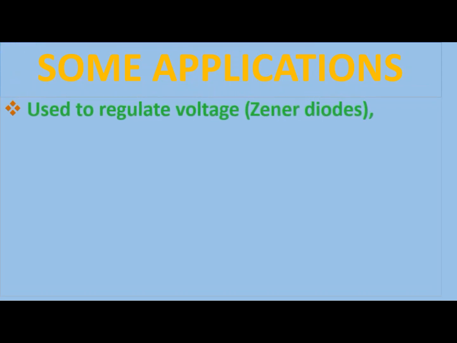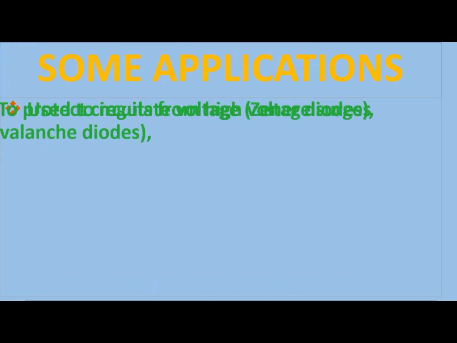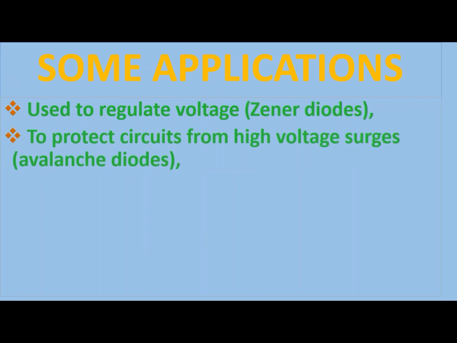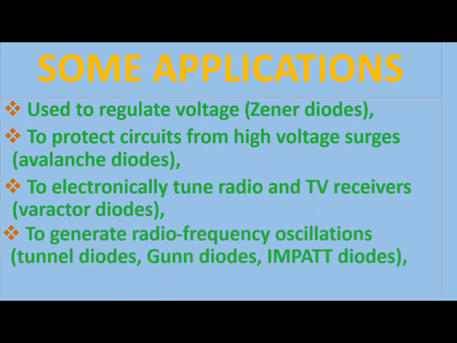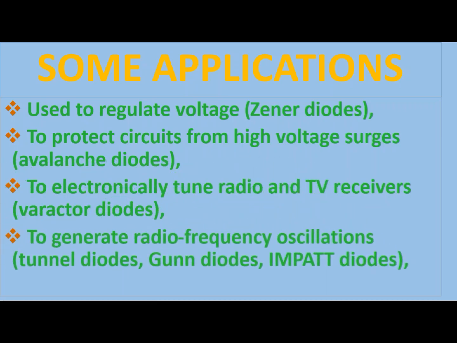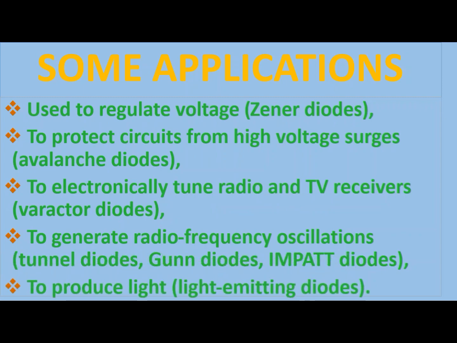Some applications. To regulate voltage, use a Zener diode. To protect a circuit from high voltage surge, use an avalanche diode. To electrically tune radio and TV receivers, use a varactor diode. To generate radio frequency and oscillation, use a tunnel diode, gun diode, impact diode. To produce light, use a light emitting diode.